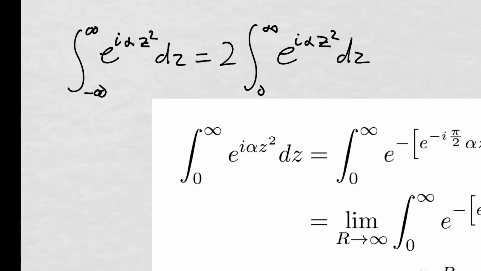So we will begin by noticing that the integral we're interested in is symmetric about 0. So it can be 2 times the integral from 0 to infinity of e to the i alpha z squared dz. I'll remind you it looks like a Gaussian, except a Gaussian requires a negative sign, not an i, right? So we're going to work on this integral, it turns out.